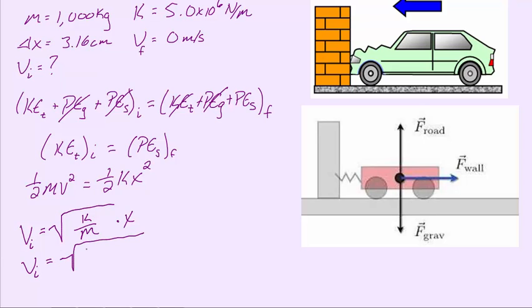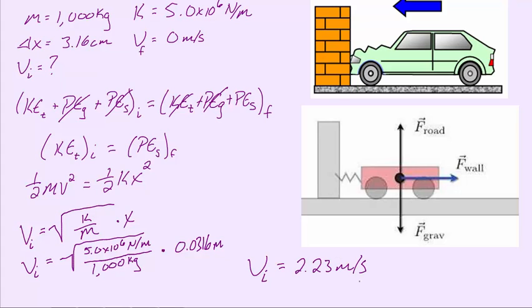So if we plug in our values that were given, we see that our spring constant had a value of 5.0 times 10 to the 6 newtons per meter divided by a mass of 1,000 kilograms, taken to the square root, multiplied by our displacement in meters, which will be 0.0316 meters. And when we multiply this out, we see that our initial velocity would have been equal to 2.23 meters per second.